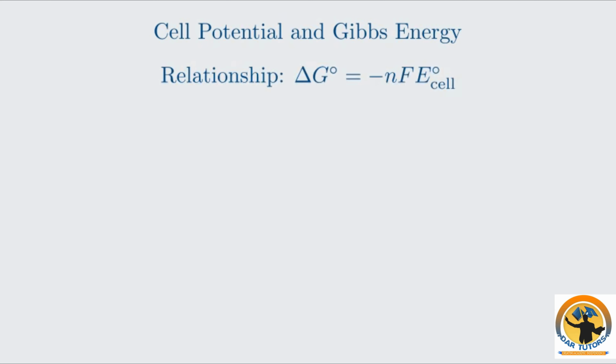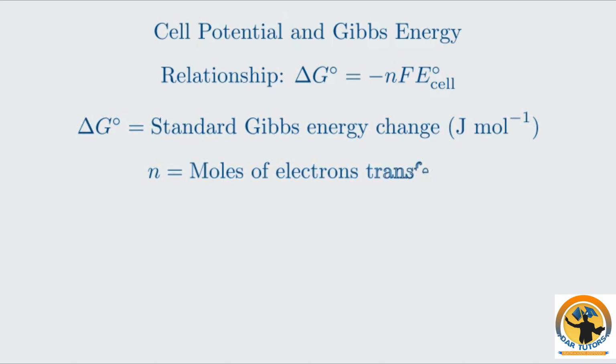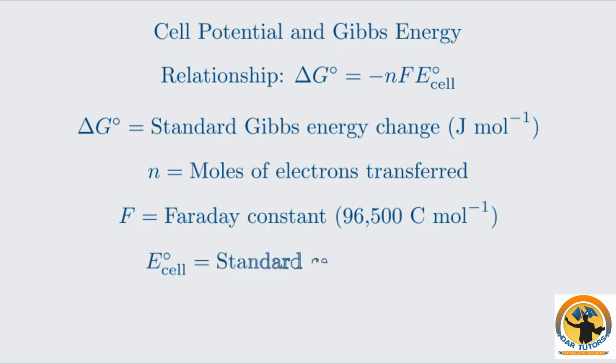The maximum amount of electrical work that can be done by a spontaneous electrochemical cell is equal to the Gibbs energy change. This relationship is described by the equation delta G0 equals negative nFE0 cell. Let's define the terms. Delta G0 is the standard Gibbs energy change in joules per mole, and n is the amount of electrons in moles transferred between the electrodes as shown in the balanced cell reaction. F is the Faraday constant, which is 96,500 coulombs per mole, and E0 cell is the standard cell potential in volts.